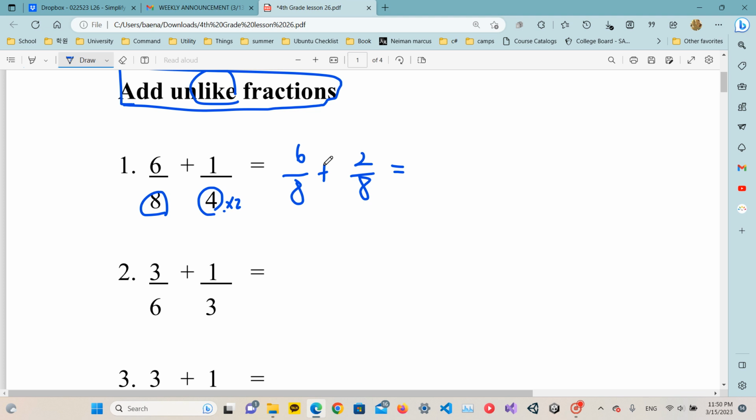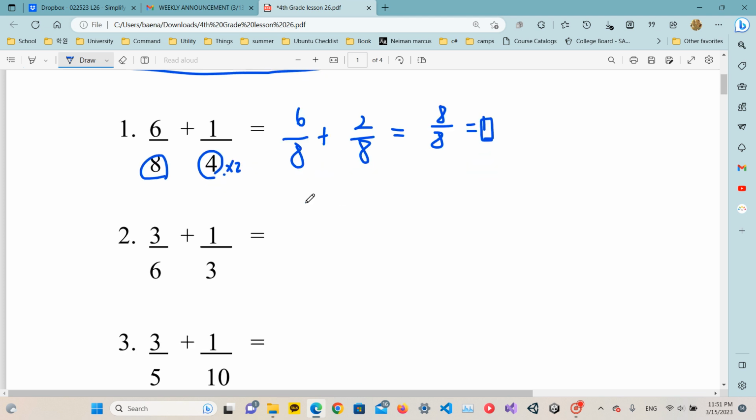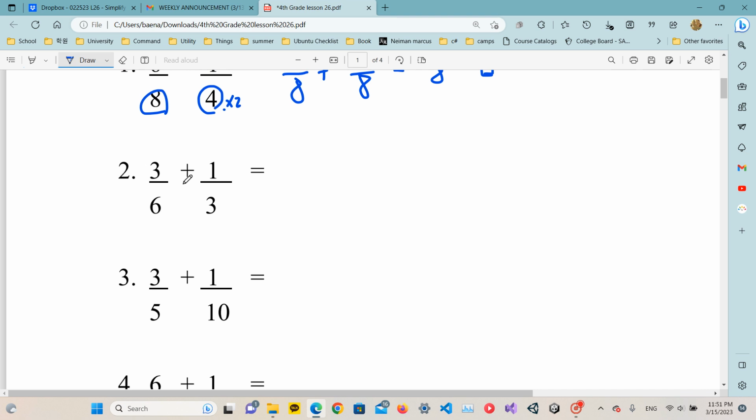If your denominator is the same, then even if your numerators are not the same, you can still add or subtract. So if you add these two, you get 8 over 8, which is technically equal to 1. Okay, number 2. So 3 over 6. And again, if you multiply the second fraction by 2, then you get 2 over 6, which makes 5 over 6. And the 5 over 6 is going to be your answer.